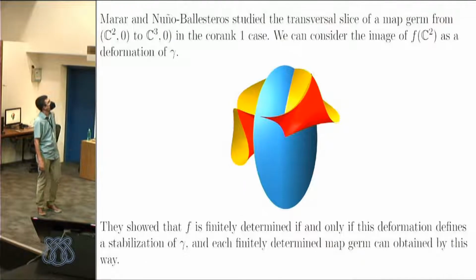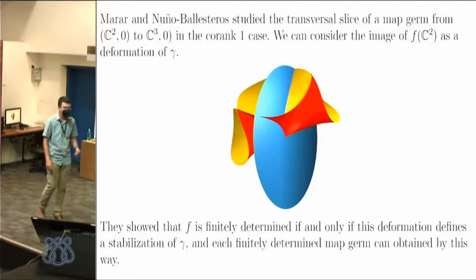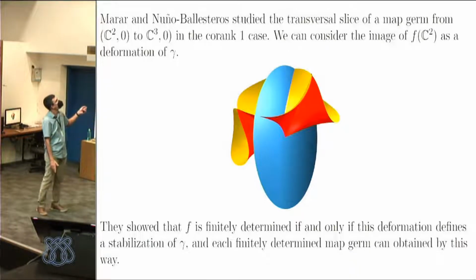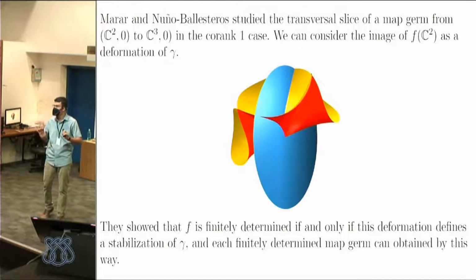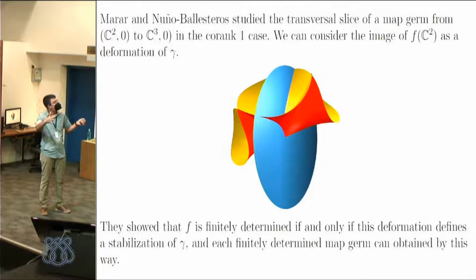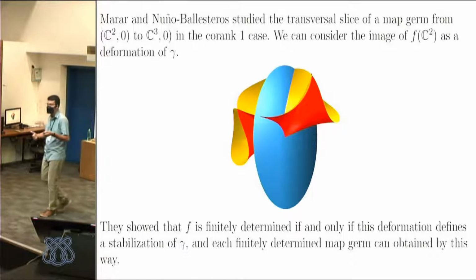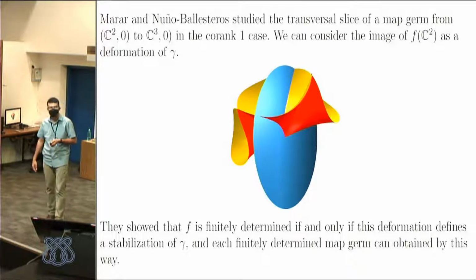Okay. And in the paper of Marar, Nuño-Ballesteros in 2014, I think, they present a very nice result, which is when you consider a map germ from C² to C³ in the corank 1 case, we can consider the transversal slice. So it's the surface, the image of the map germ considered here, it's not necessarily finitely determinate, but we can move the plane along the surface. When you move this plane, you get a family of curves. And the result of Marar and Nuño-Ballesteros is: F is finitely determinate if and only if this deformation, given by the moving of the plane, defines a stabilization of the transversal slice. So it's a very nice result.